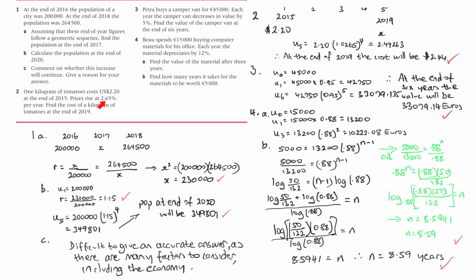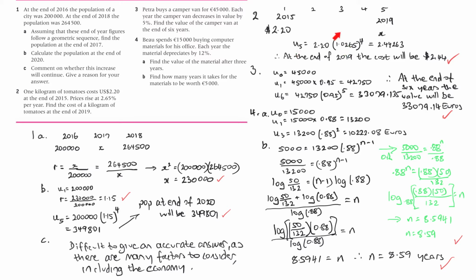Well, they tell us that the price rise is 2.65%. So we know that R is going to be 1 plus 0.0265. So that's R. If you're not sure how to get that, remember, it can't be just 0.0265 because it wouldn't go up. It's increasing, it says. So it's the initial price, and it goes up 2.65% a year, so that means it's increasing at 1.0265. That's R.